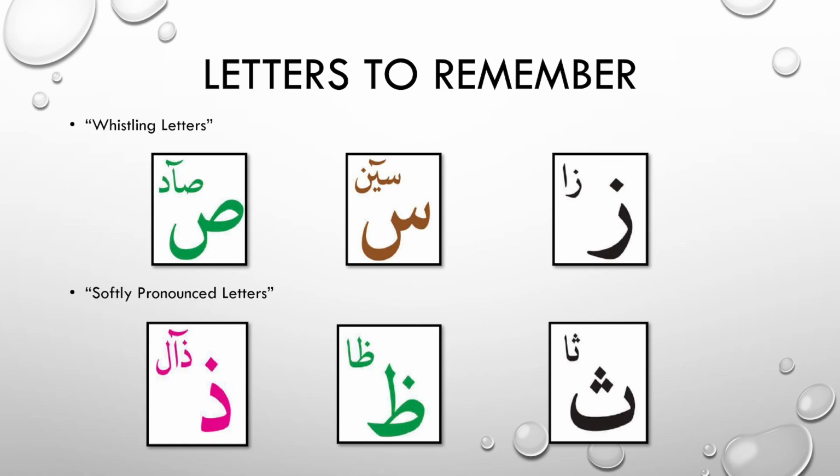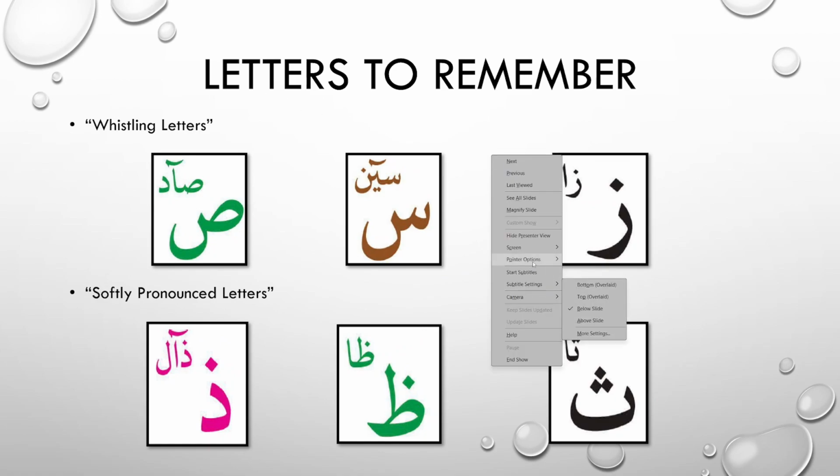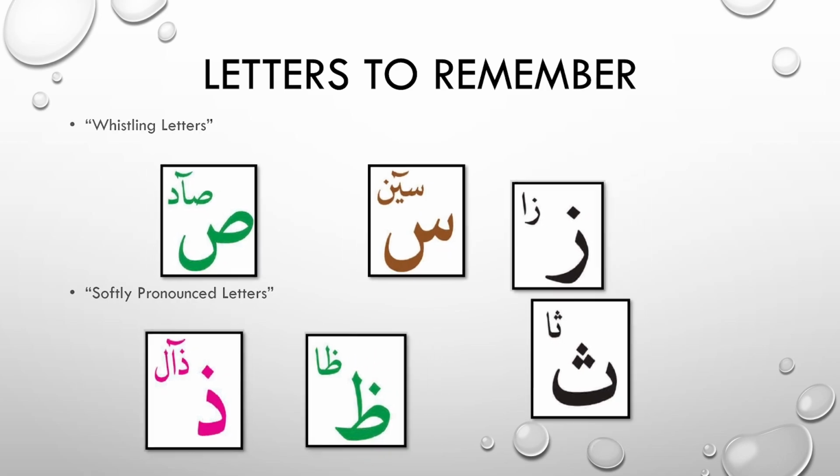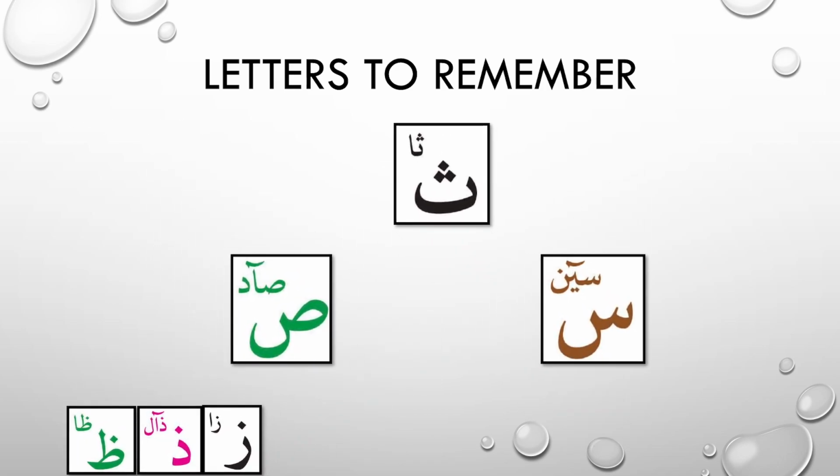So we have three whistling letters and we also have three softly pronounced letters. What are the three whistling letters? We have za, sin, sad. And if you remember, sad is also the bold letter that we learned in the last lesson. And we also have these softly pronounced letters. Now, if you notice, we have these three letters: tha, sin, sad. All these three letters have the sound similar to S.